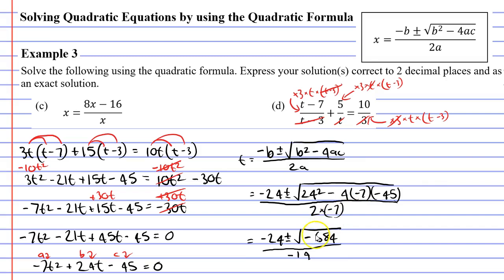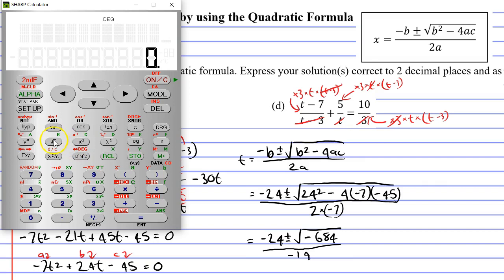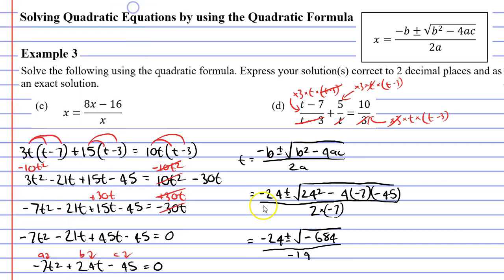Now, some of you may have noticed that we have a negative number under the square root sign. What does that mean? What happens when I square root a negative number? Well, let's do that on the calculator. Let's square root negative 684. What do we get? Notice that we get an error. That's because you're not allowed to square root negative numbers.